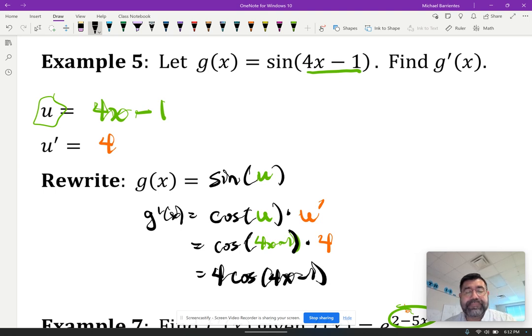minus 1. And just like that, we've done the chain rule fairly easily by identifying inner function, outer function, taking the derivative of the outside function with the inside still in it, times the derivative of the inside. And that is the chain rule.